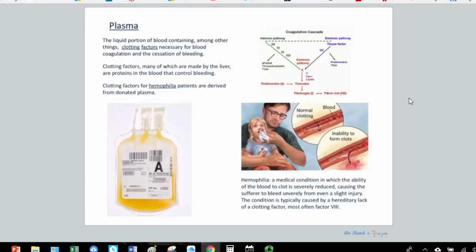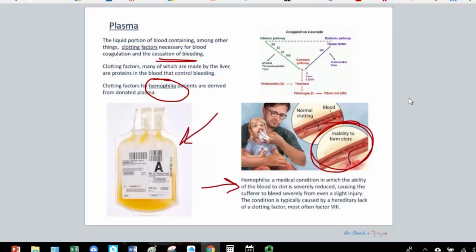So plasma. Here's a bag of plasma there. What do we use plasma for? Well, plasma contains clotting factors. And as you guys know, clotting factors are necessary for the cessation of bleeding, for hemostasis. So, for instance, hemophilia is a medical condition where you're missing one of the clotting factors, and therefore you have an inability to form clots. And so plasma, which again contains these clotting factors, is very valuable to hemophilia patients.